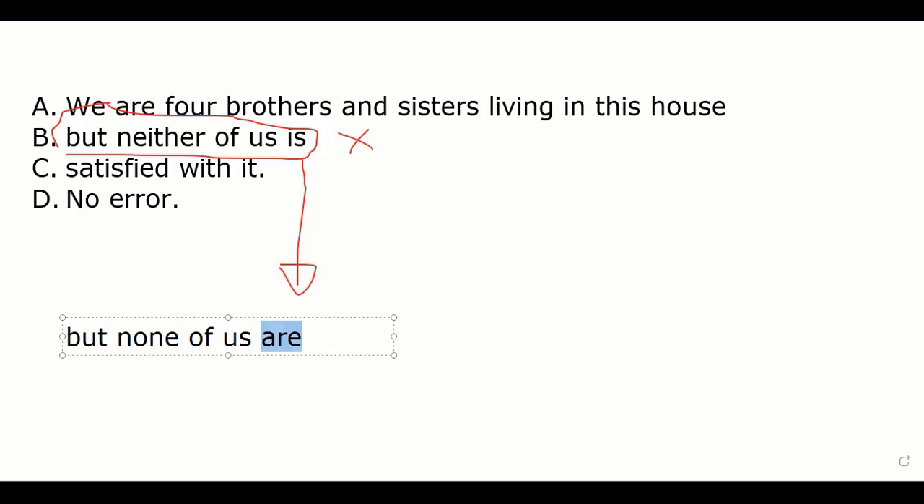But when we use none, it is generally like each one we are pointing out, no? But none of us is satisfied with it. So, each person we are referring to. That's the context in which we use it. Yes, many times we use none as single. But if you see the sentence, we are 4 brothers and sisters living in this house. This is plural. None of us. Now none here is used as a plural because this collective none is used in the plural form. Because none of us are satisfied.